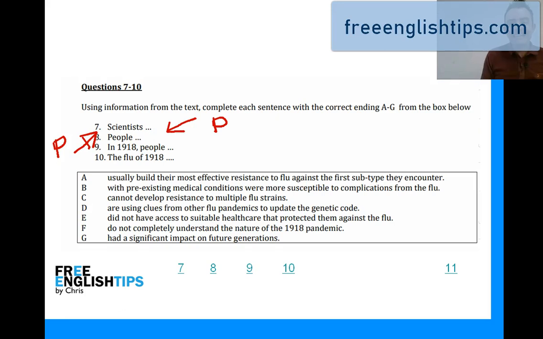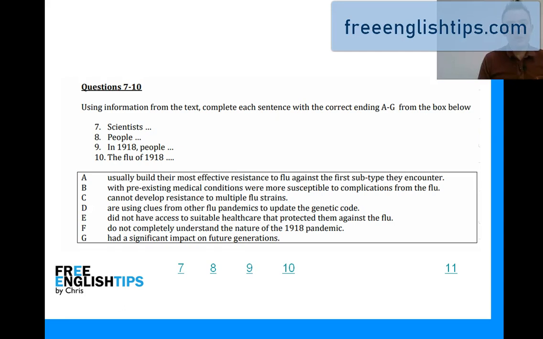In 1918, people. So number 9 would be plural, but I'd like you to focus on it being in the past. All right, so it's quite important to notice that it's going to be in the past. And number 10 is the flu of 1918. It's going to be singular and also in the past. So singular in the past. Right, let's have a look at each one of those.